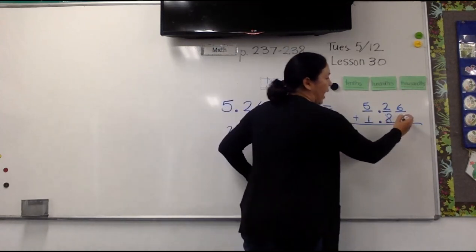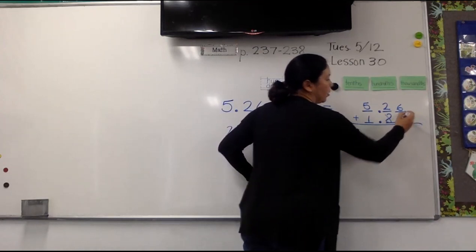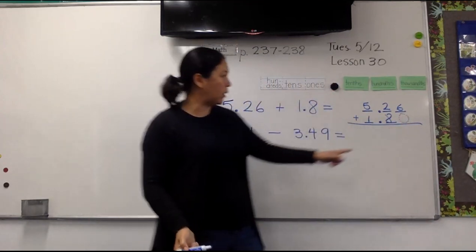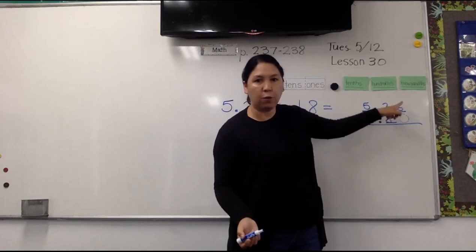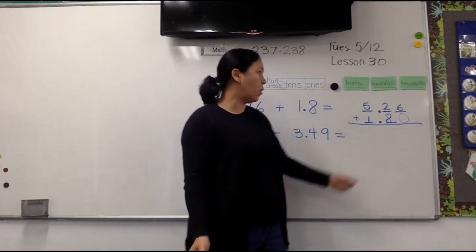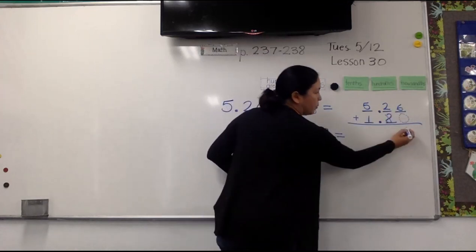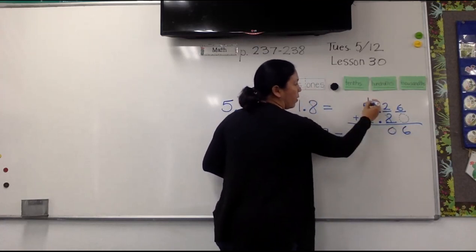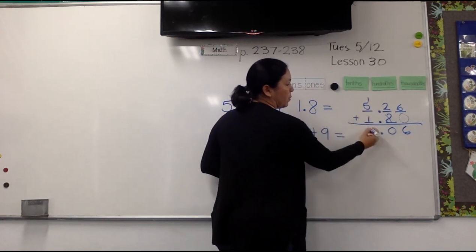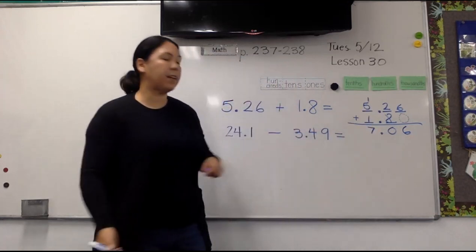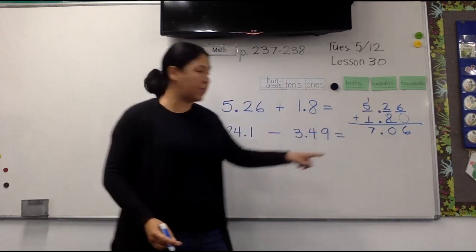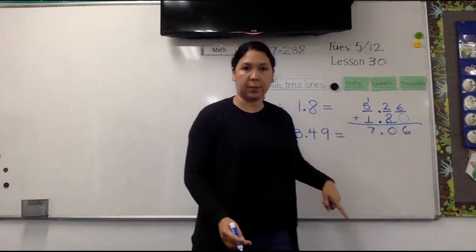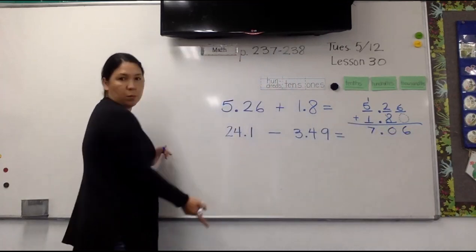Then they said you could add extra zeros if you need to hold a place. So if you don't like that 6 floating over nothing, I can add a 0, and then that way when I add it, 6 plus 0 is 6, 8 plus 2 is 10, carry my 1, 5 plus 1 plus 1 is 7. So this would be 7 and 6 hundredths, 7.06. Now let's look at this one when we're subtracting.